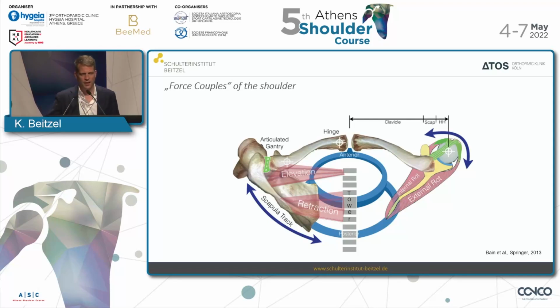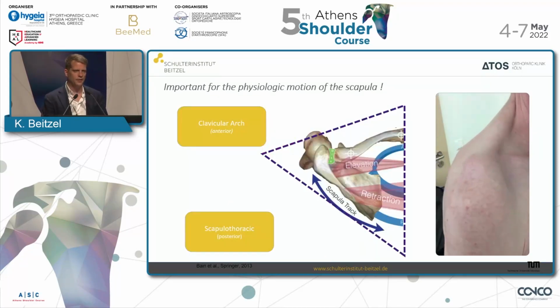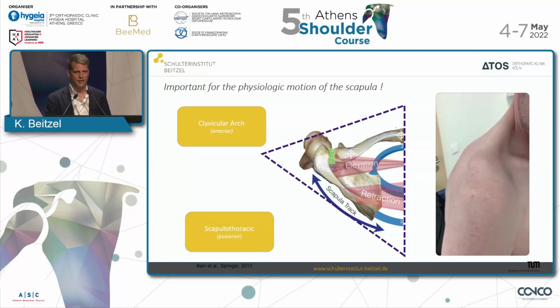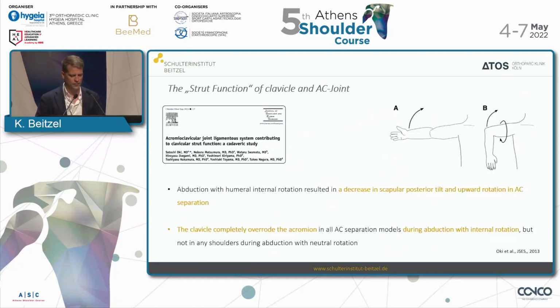Greg Bain has made up this very nice force couple of the shoulder, where we know this triangle of the force couple of the glenohumeral joint. And we have a comparable force couple with our AC joint. In the anterior and front, we have the clavicular arch with an intact AC and SC joint. In the back, we have the muscles of the scapulothoracic motion, and we have the trunk. And if this does not work closely together, you have this instability as you have seen it in this video.